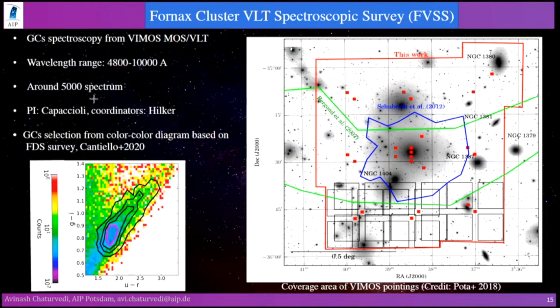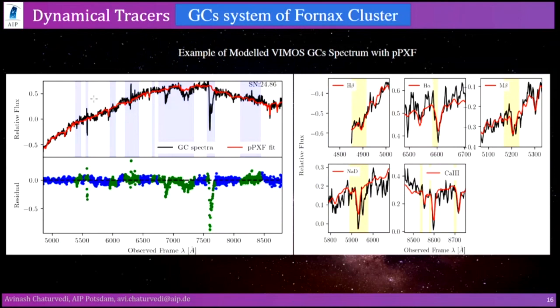going from this to the spectroscopy, this is one of the model spectra of a globular cluster from this observation. What you see in black is the globular cluster spectrum with a signal to noise ratio of 25, and the red one is the model spectrum from pPXF, which is a Python tool which uses spectral features to give you the line of sight velocity or other moments. And on the right side, you see the zoom in on different absorption features such as H alpha and the calcium triplet. We use these absorption features to select the bona fide globular clusters in the Fornax environment.